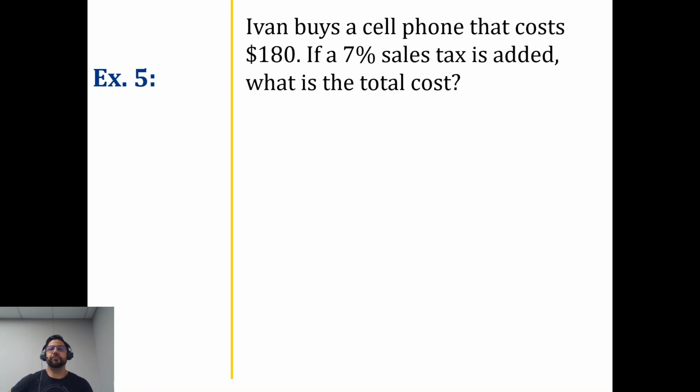Ivan buys a cell phone that cost $180. If a 7% sales tax is added, what is the total cost? Ooh, this is like a 2-step problem. Let's see here. 7% of $180 is what number? That's really what you're asking yourself. Then we'll get to the total cost in a moment.